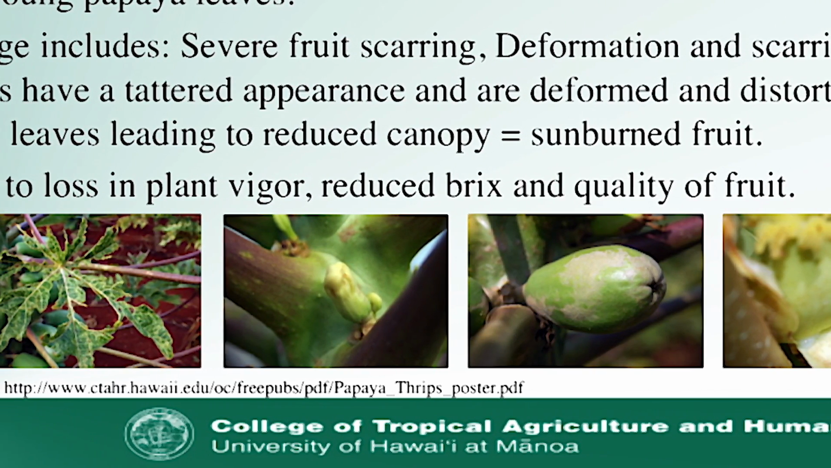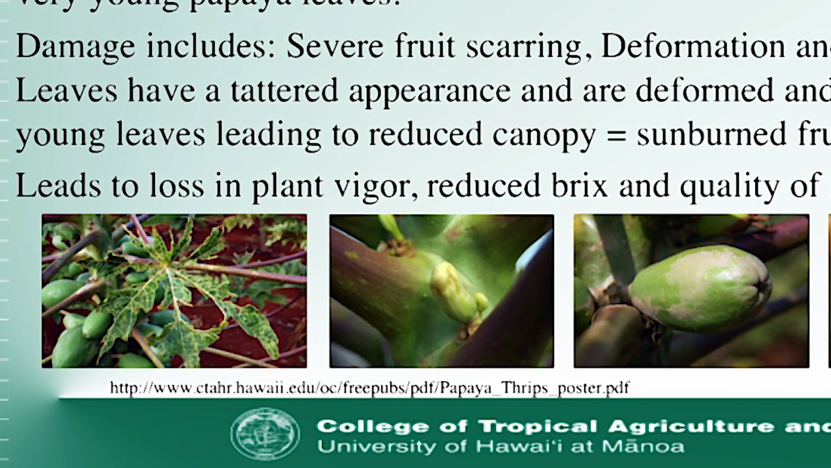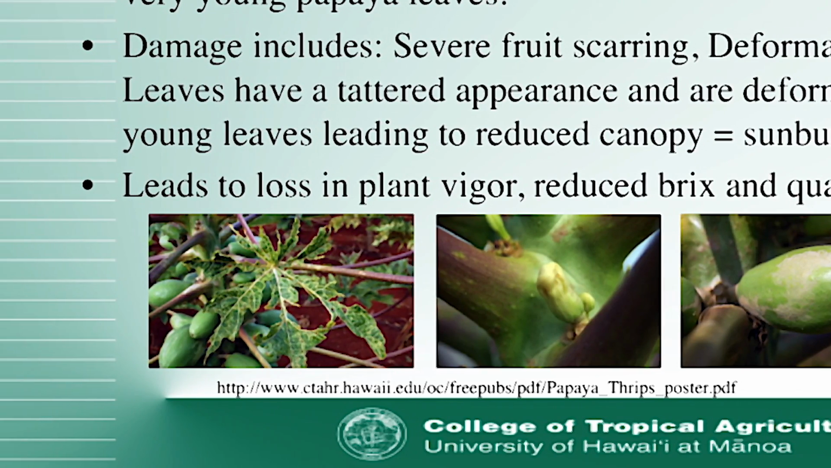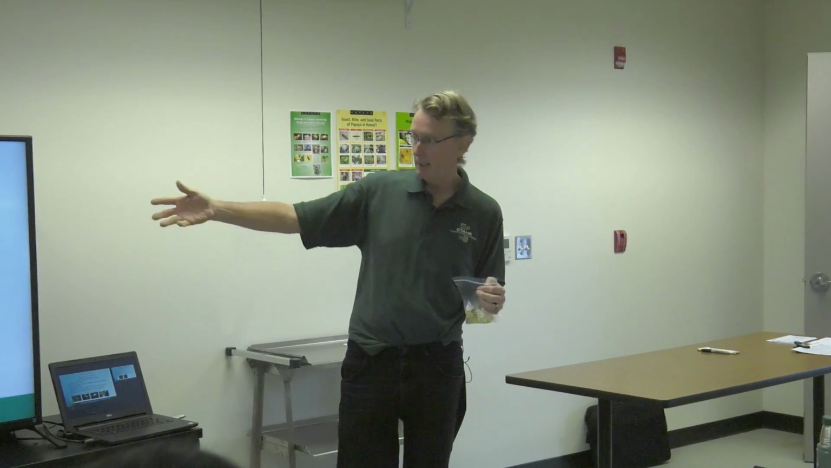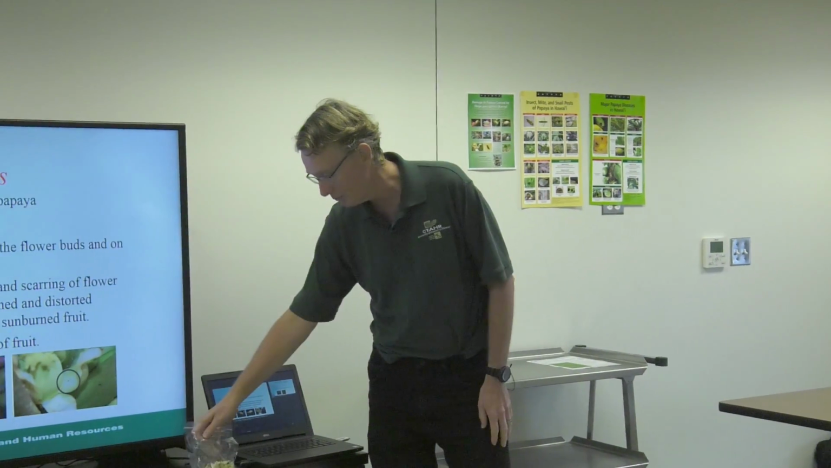And they also feed on the foliage. So you see how the leaves there are really tattered? And the problem with that, of course, is that when the leaf canopy is reduced, you get sunburn. Well, the plants aren't photosynthesizing, so they're not very healthy and happy. And they don't provide any shade for the fruit, and you'll get sunburn.